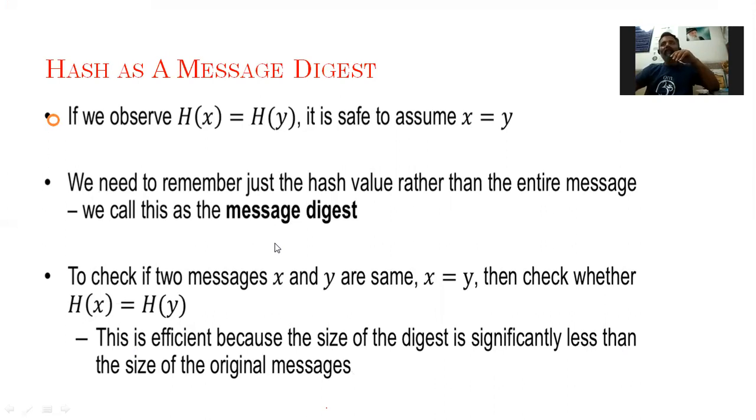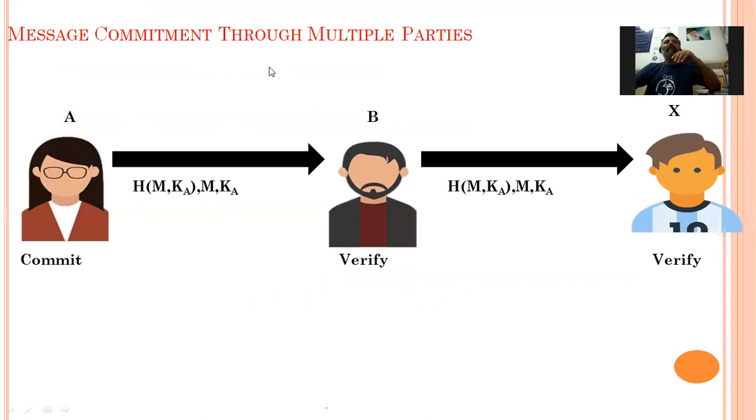So normally it is used for authentication, or you can say for checking whether any tampering is done in between the communication channel or not. Message commitment through multiple parties: here we can send the message and the hash code, and B can verify. He can compute the same message digest, and it can be verified by any third party X also.